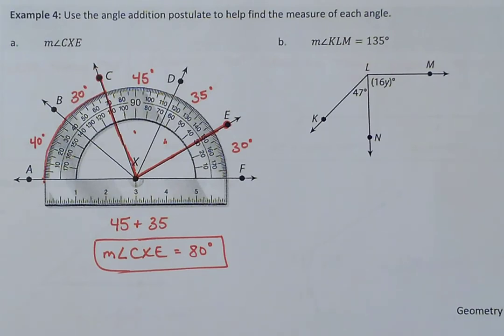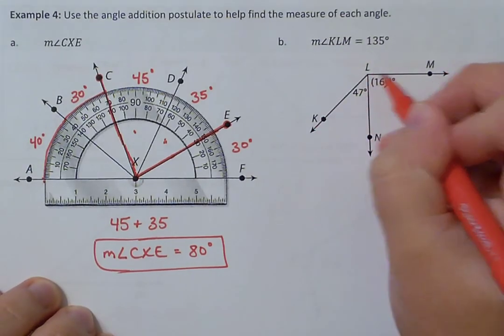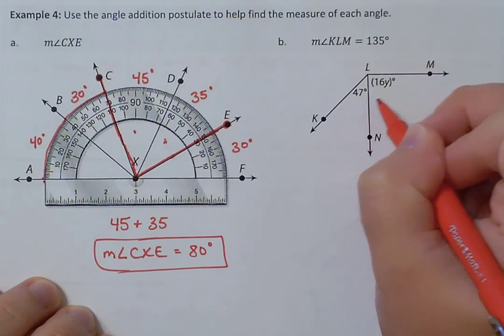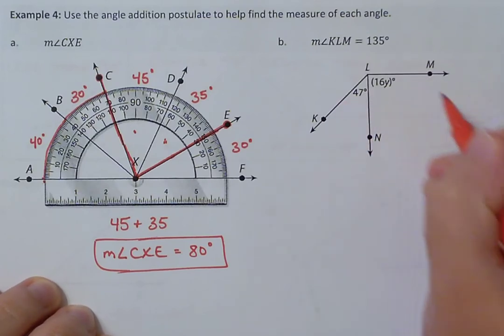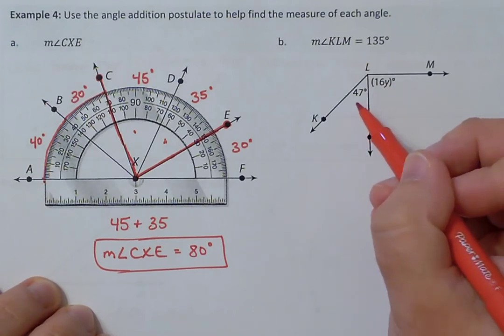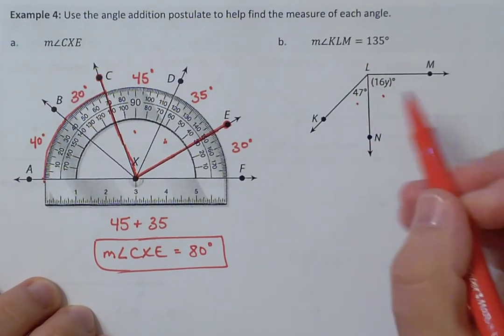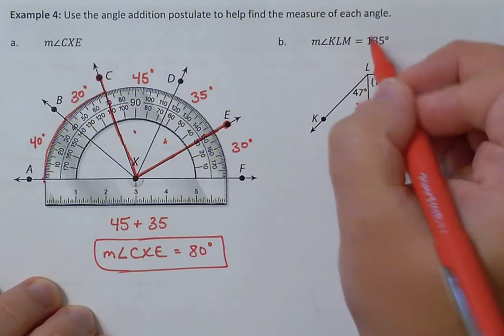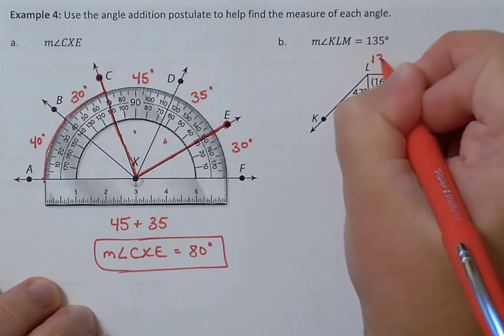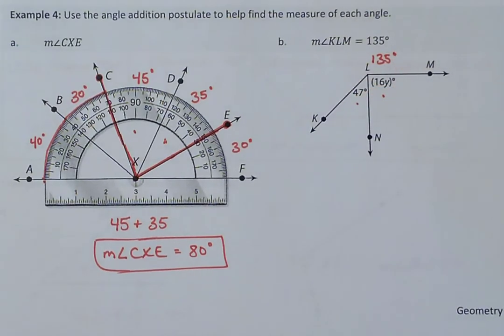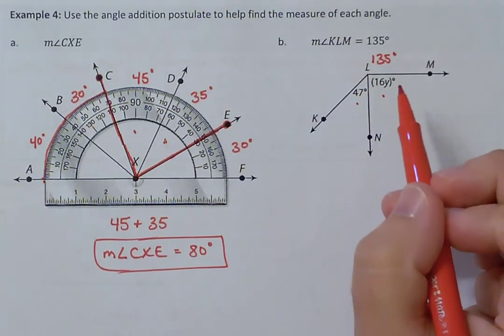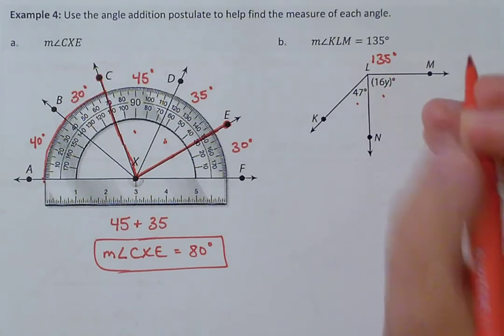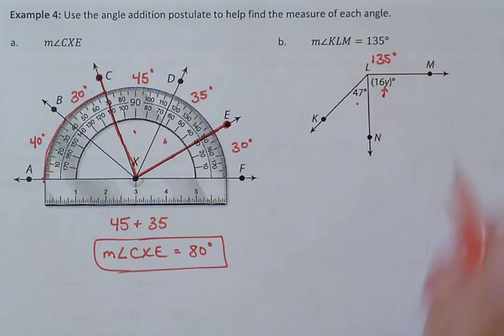All right, so our last one here, for example 4b. It wants us to figure out the measure of angle KLM. So we need to figure out the measure of this whole angle. Now, KLM is going to be this part plus this part, which is going to equal the whole thing. They tell us the whole thing is 135 degrees. But what this question is wanting is for us to figure out what y equals. So that is what we're going to do.